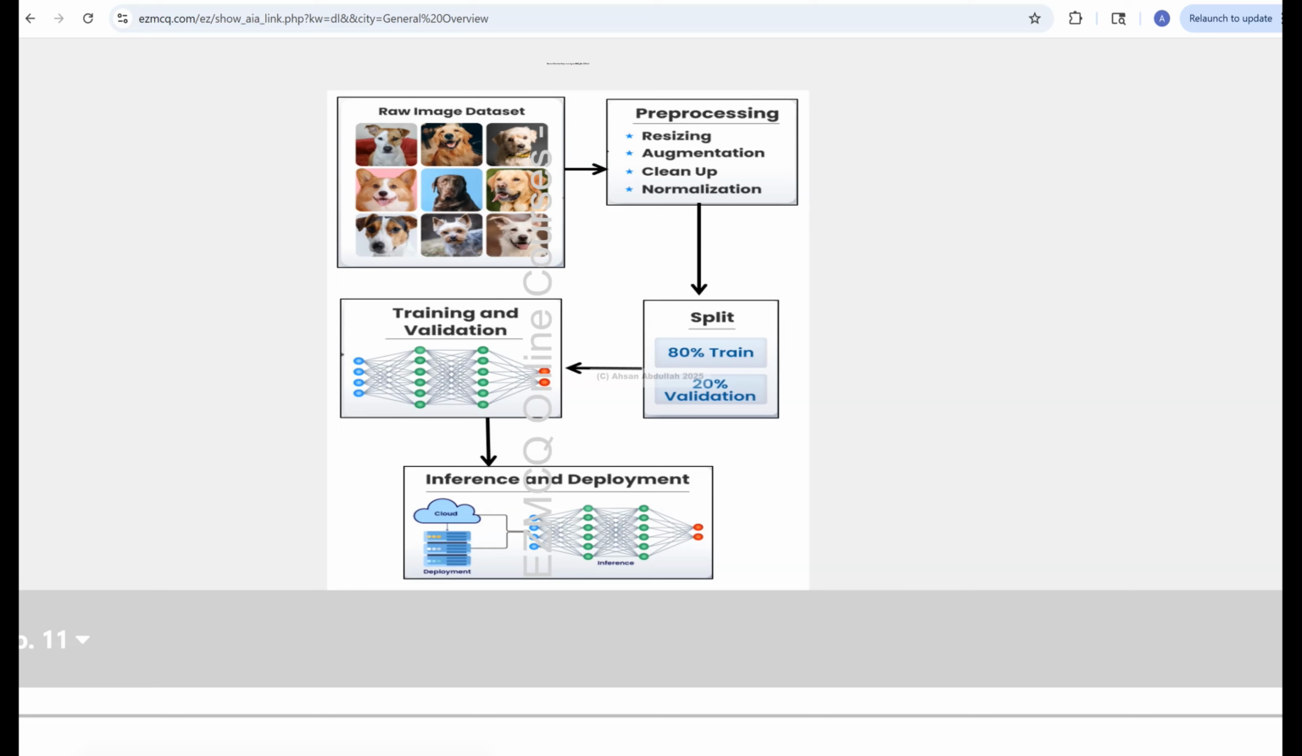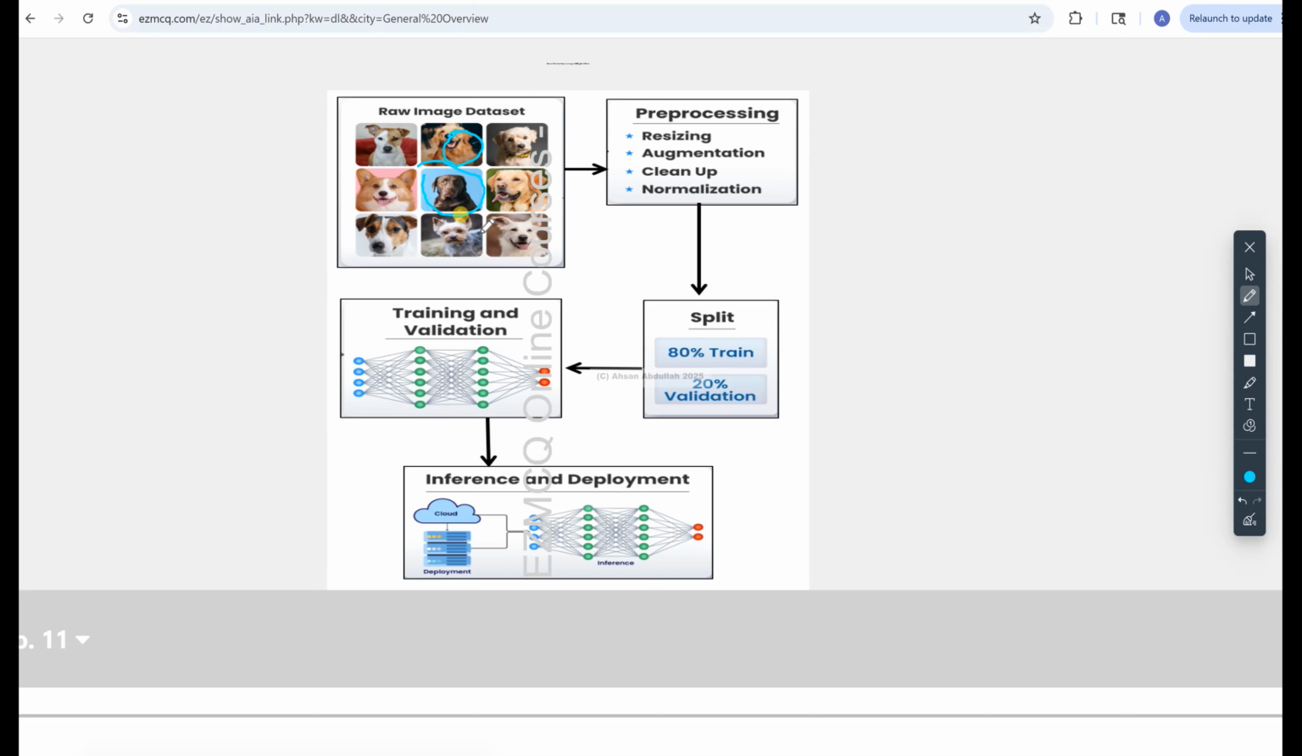And what was the human doing was manual feature engineering. So what we can see here is the raw images. We do a pre-processing, so the images are resized, cleaned, and normalized, and then they are split into the training set and the validation set, right?